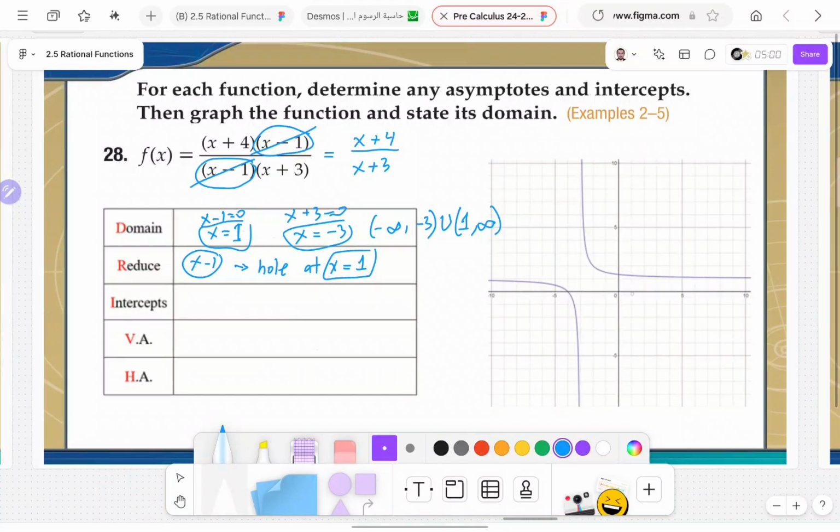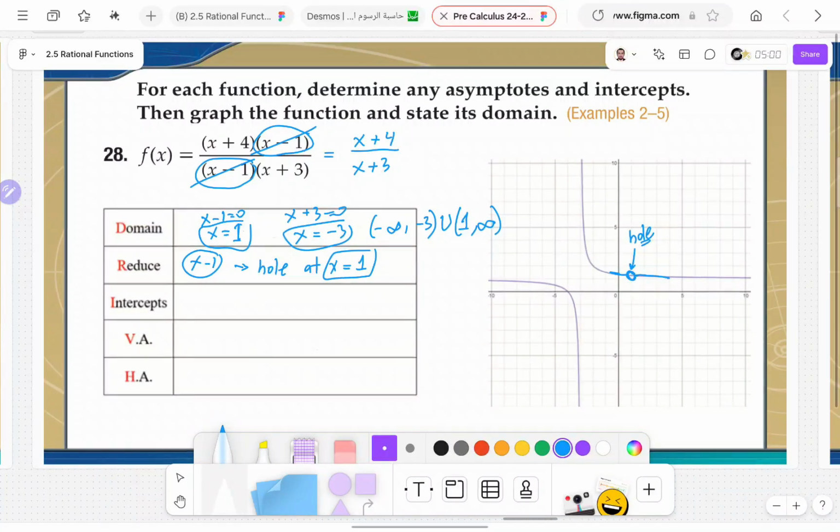So where is x equal 1? Let's say this is 0, so 1 should be here. So the function will continue here, and there is a hole here and the function will complete here. Okay, so there is a hole at this point here, so there is a discontinuity at this point here.